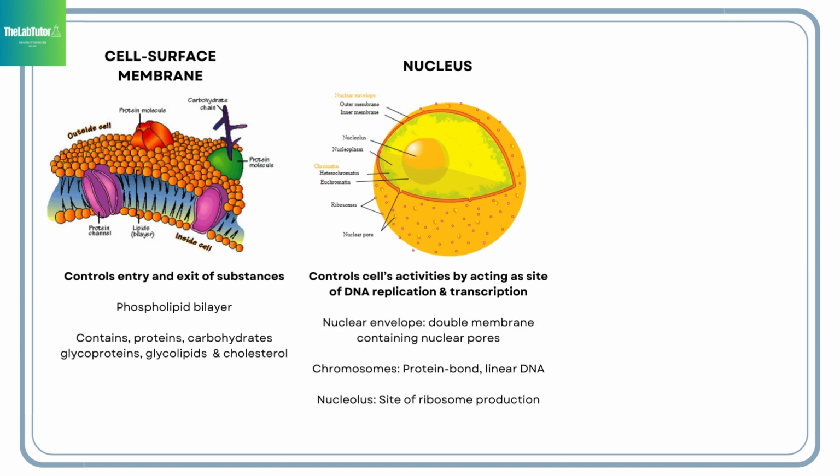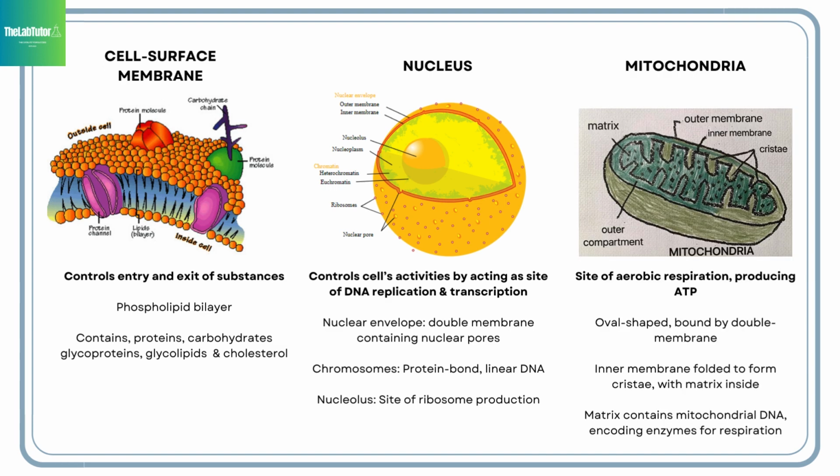the phospholipid bilayer. The nucleus controls the activities of the cell by controlling the transcription of DNA. On the outside, there's the nuclear envelope, which is a double membrane containing nuclear pores allowing substances to enter and exit the nucleus. The chromosomes are made of protein-bound linear DNA, and these proteins are called histones. The nucleolus, the site of ribosome production in the cell, can be seen in an electron microscope image as the darker region within the nucleus.